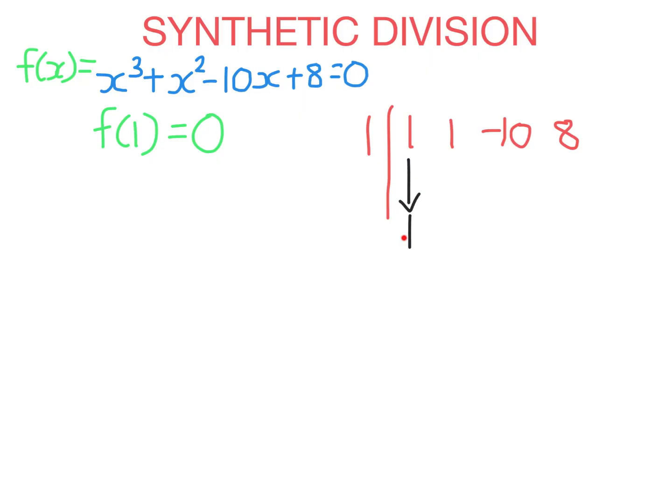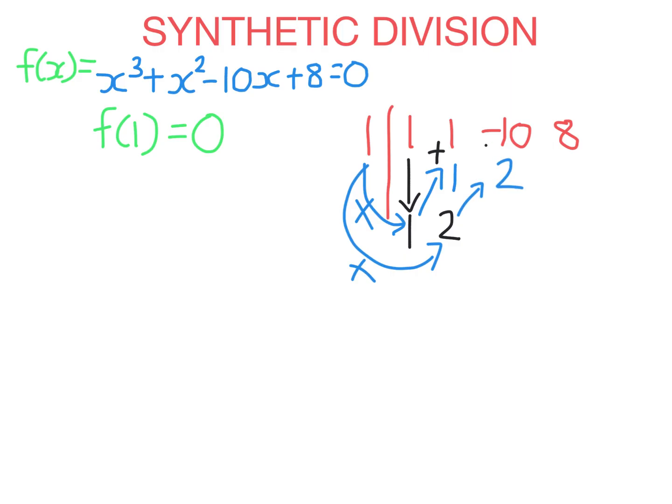Now whenever we get something down here, we multiply it by the root. So I go 1 times 1, obviously 1, and we stick that up here. Now, when we're calculating remainders in synthetic division, we add rather than subtracting. That's another aspect that tends to make synthetic division easier. So 1 plus 1 is 2. When we get a number down here, we multiply by the root. So now we go 1 times 2, which is 2. I put that up here.